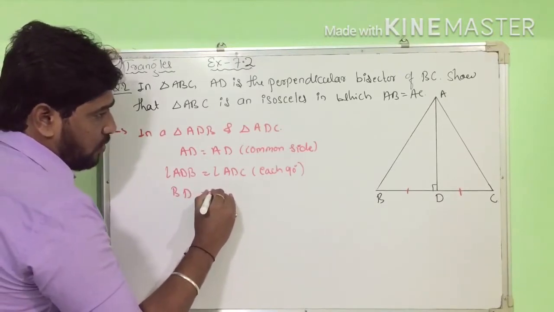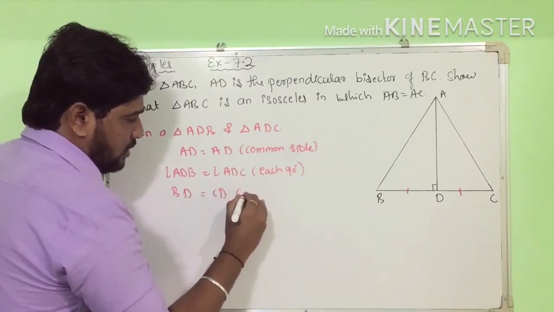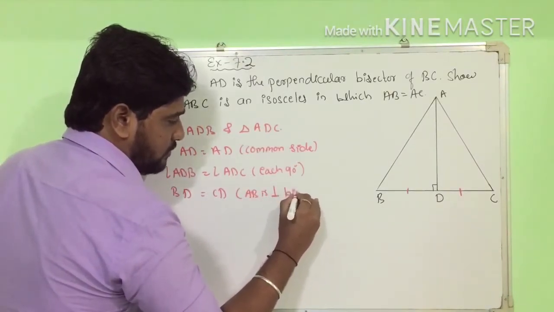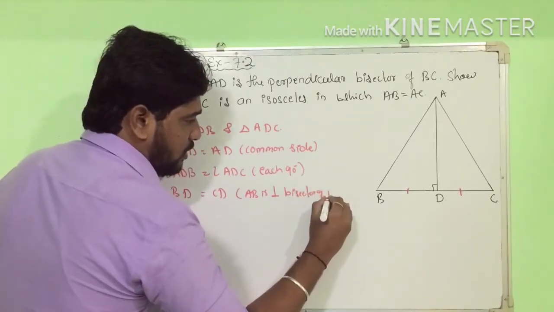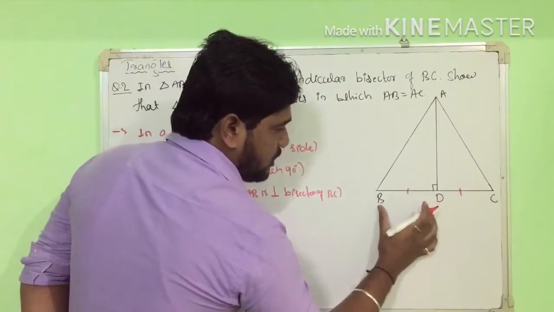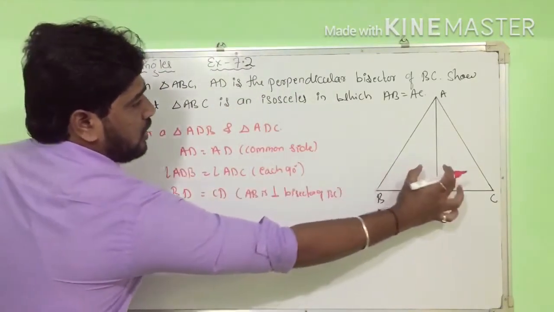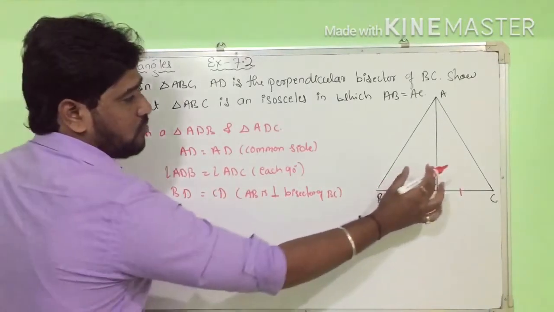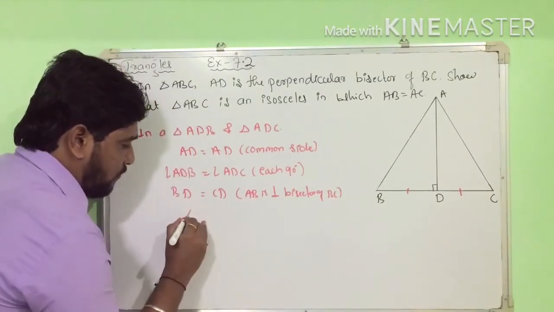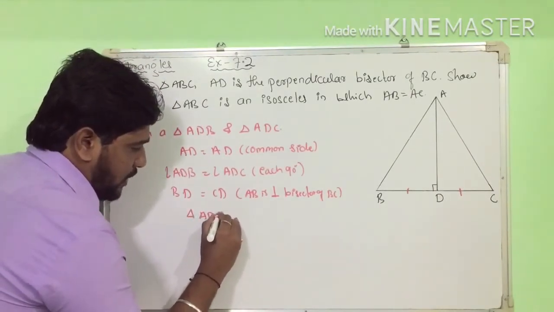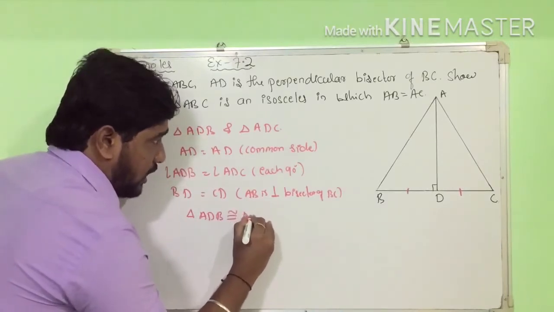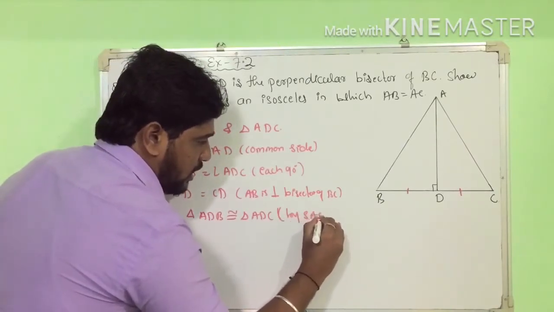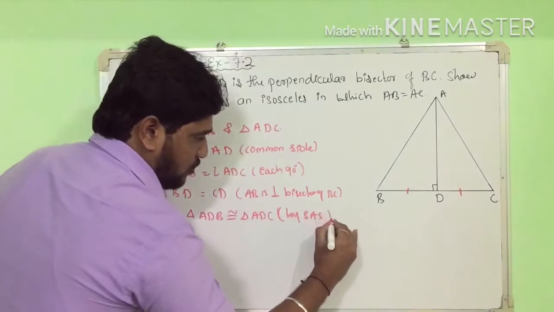BD is equal to CD. Here AD is the perpendicular bisector of BC. Perpendicular bisector means these two are equal, right? So in these two triangles we have two sides and one angle equal, which means these two triangles are congruent to each other. Therefore triangle ADB is congruent to triangle ADC by the SAS, side angle side rule, right?